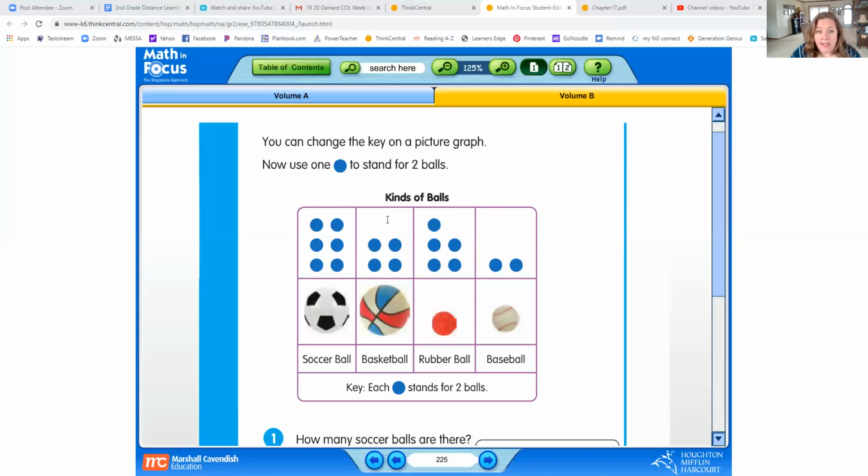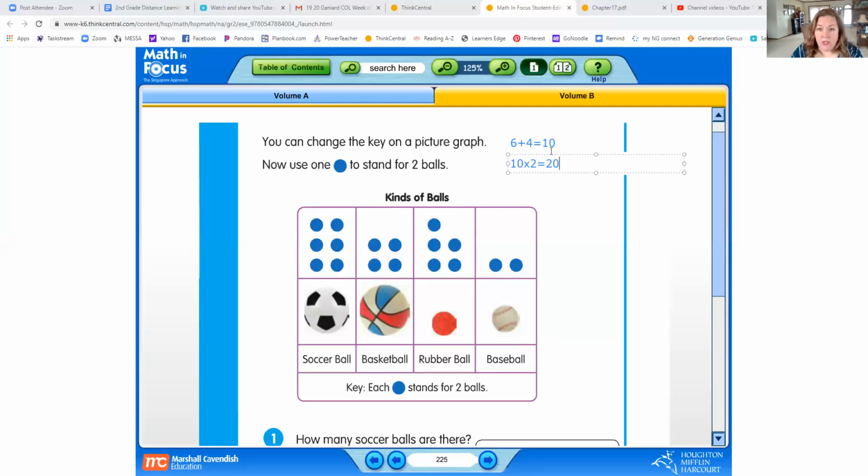The other way is to take the total number of blue circles we see, and we saw that there were 6 blue circles for soccer balls. We saw that there were 4 basketballs, which gives us 10 of the blue circles altogether. 10 blue circles, and each circle represents 2. 10 groups of 2 equals 20. So we can tell, doing 2 different methods, how to figure out how many balls we have altogether.